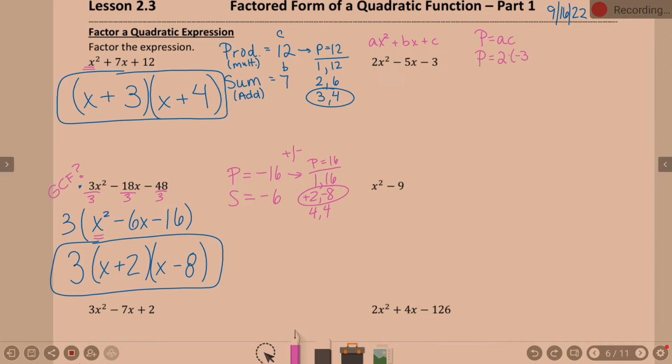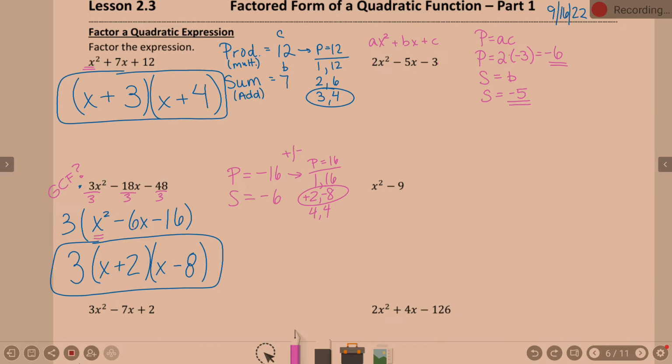And 2 times negative 3 is negative 6. So I'm going to need a product of negative 6. It's still going to be a sum of B. What's my B value? Negative 5. So we're still doing the same type of stuff here, yes? The difference is that for my product, I'm doing AC.